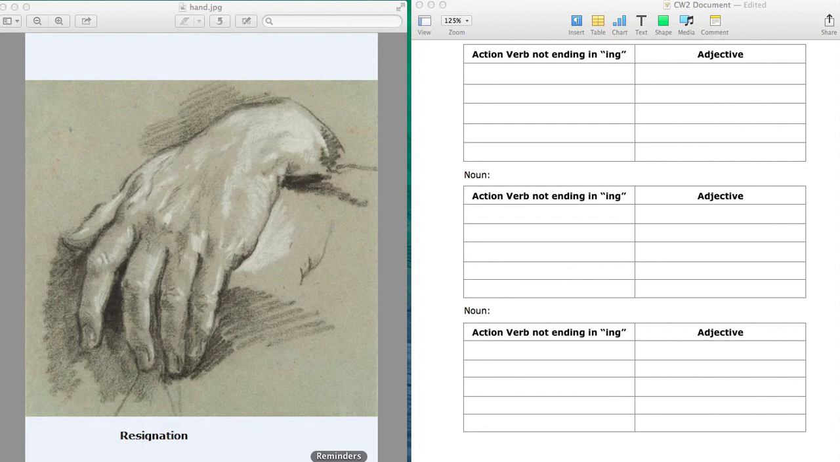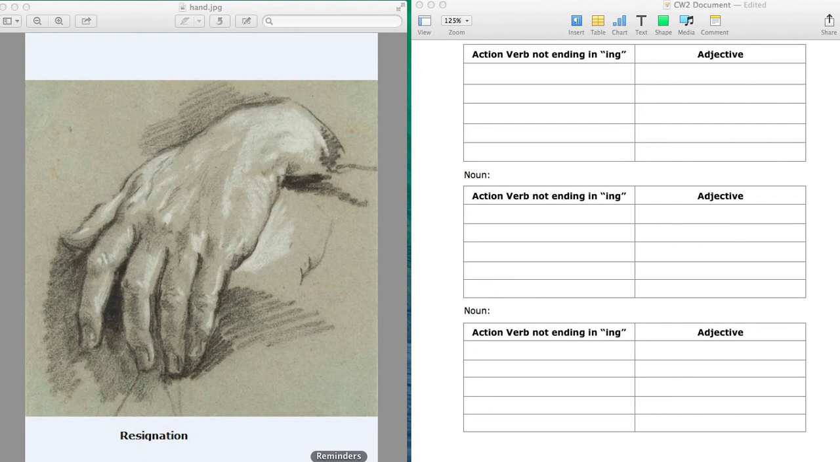This video is instruction on completing the CW2 document. This is where you're going to do the bulk of the work on your creative writing project. We're going to put together a rather extensive word bank using our picture and things that we see in our picture. Now, I've chosen one for this video that probably doesn't have enough detail for our project, but I think it illustrates some very interesting points.